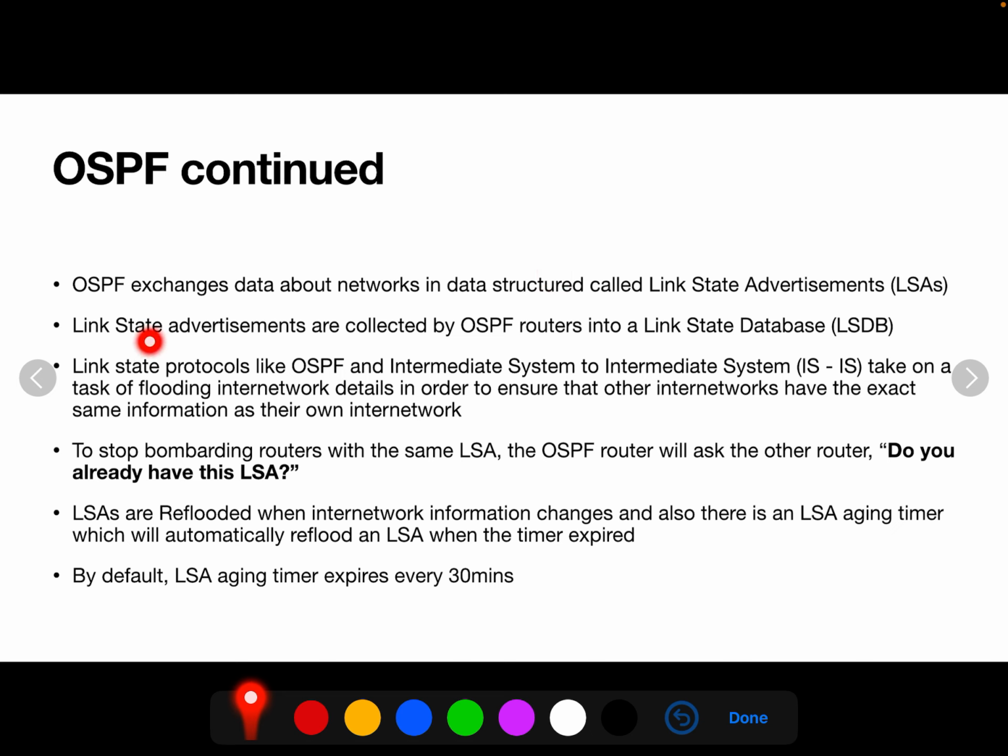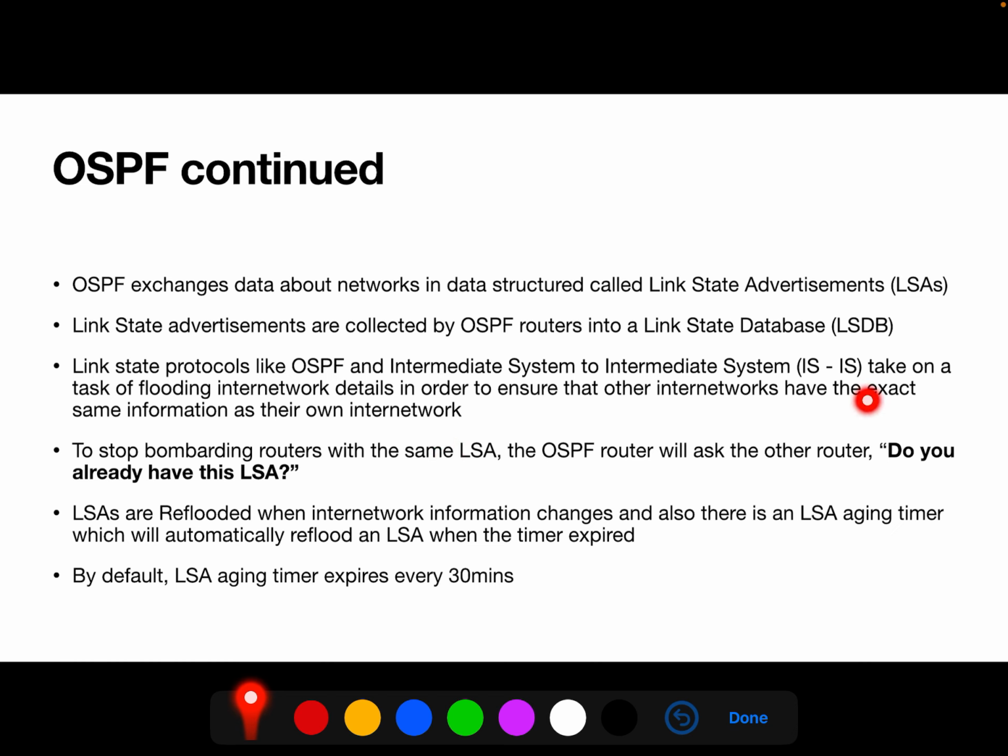Now, link state advertisements are collected by OSPF routers into a link state database, LSDB. Link state protocols like OSPF and Intermediate System to Intermediate System, IS-IS, take on the task of flooding internetwork details in order to ensure that all the routers have the exact same information as their own. So, very important, I'm going to say that again.